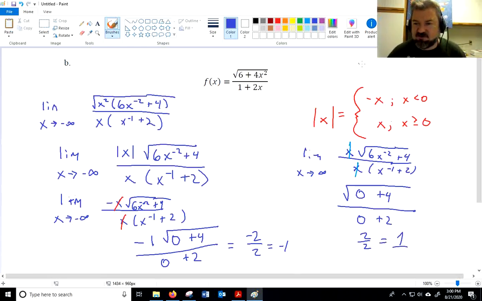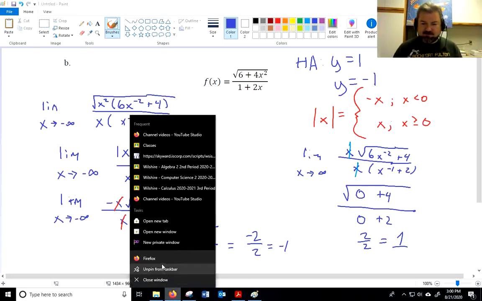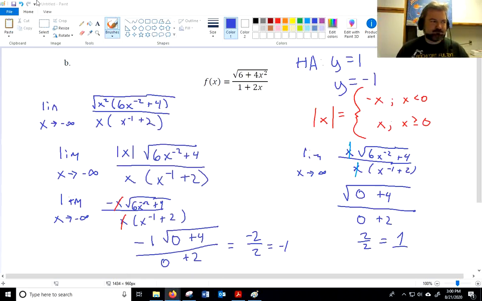The question asks us to describe what kind of horizontal asymptotes we have. We have horizontal asymptotes of y equals 1 and y equals negative 1. All right, let's check the graph. So I'm going to pull up a Desmos graph here. Let's take a look at it.